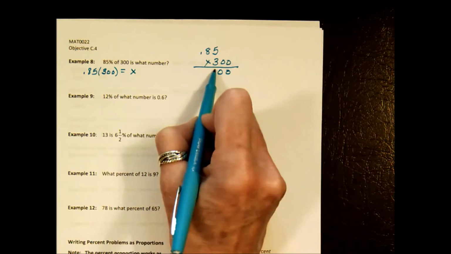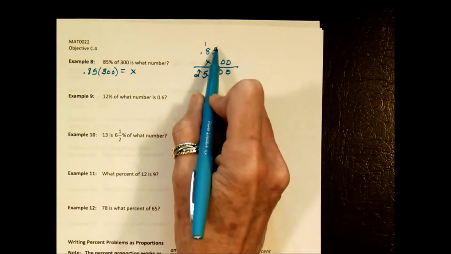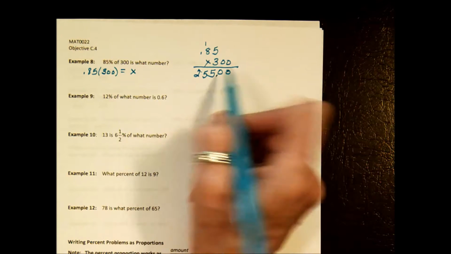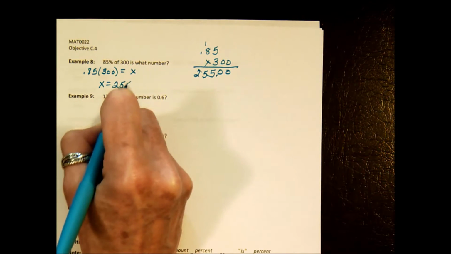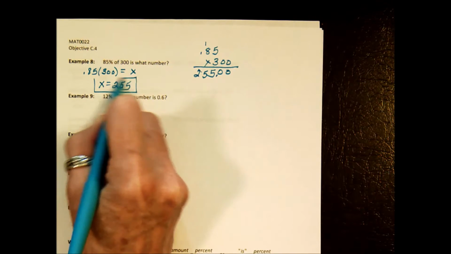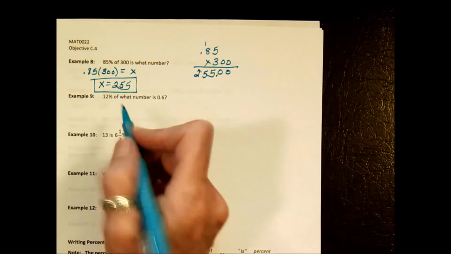3 5s are 15, carry a 1. 3 8s are 24, and 1 is 25. 1 2 places, and I end up with x equals 255. Very straightforward, which is why I like this method.